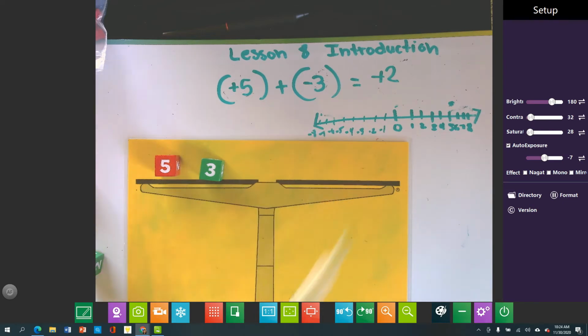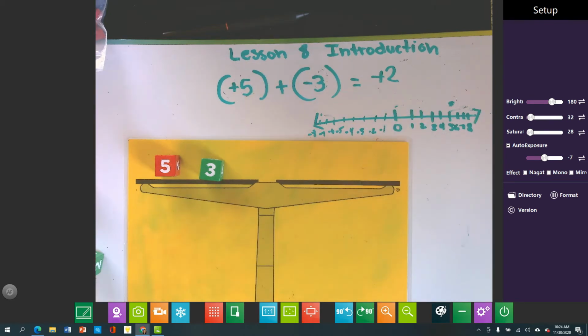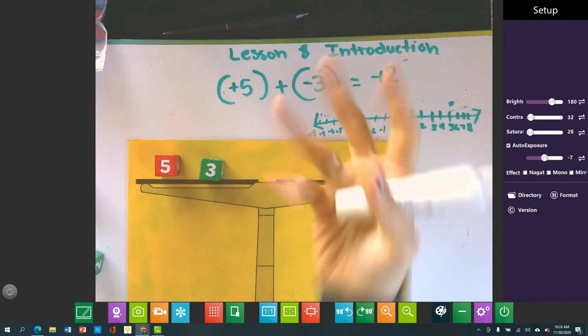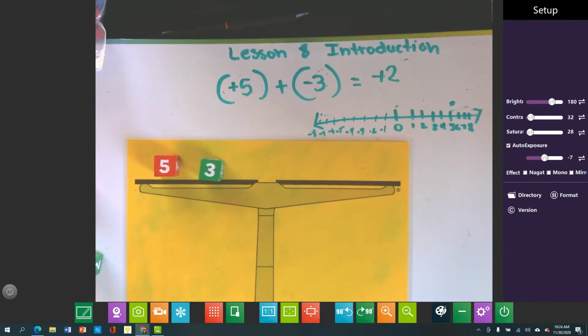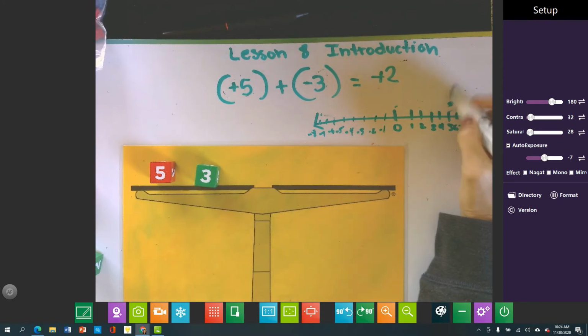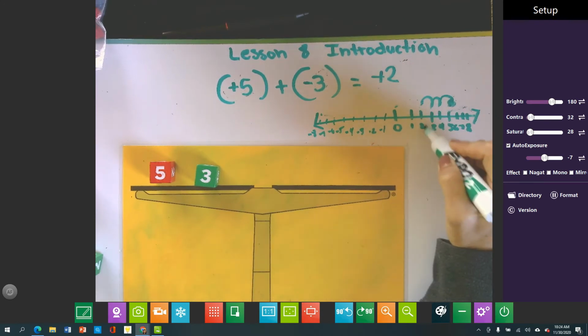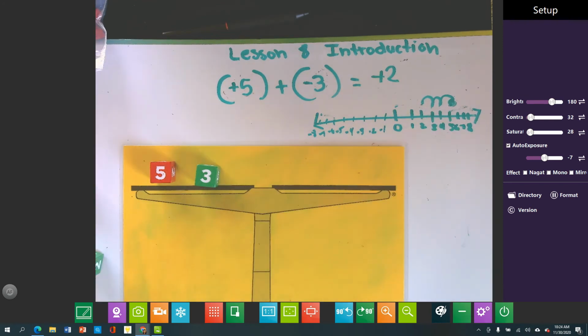So let's say you owe your parents $5, but you worked off 3 of it. That means you took away some of your debt, and now you only have $2 that you need to pay them. It's the same thing. You're adding a negative number. You're decreasing it. You're taking the amount away. Okay, so here we're at 5. Now I'm going to go down 3. 1, 2, 3, and you can see I'm at positive 2.